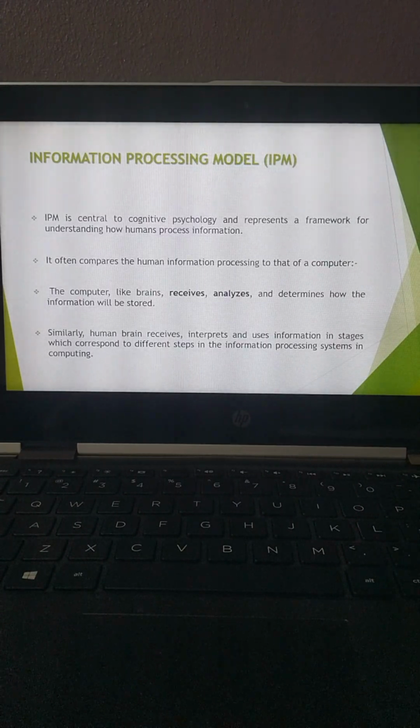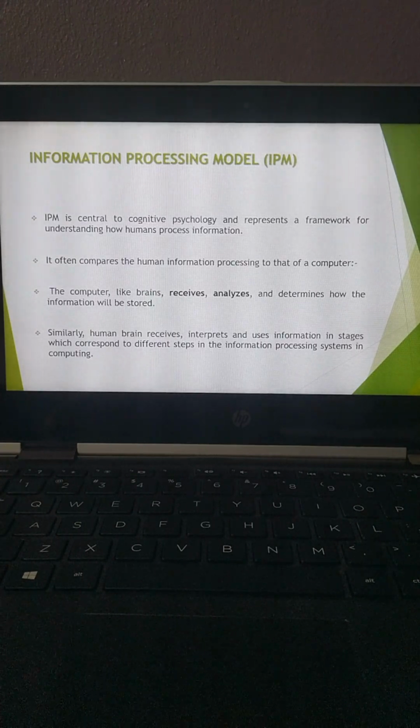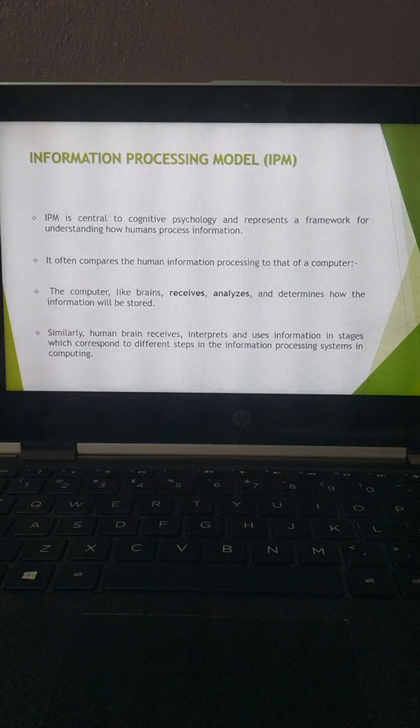In the last class, I made reference to the IPM as one of the key milestones in the historical development of cognitive psychology. It came about around the 1950s to the 1960s, and it likens the human mind, or the human brain, to a computer. It believes that just as a computer can process input, the human brain can process information and produce a response or behavior.